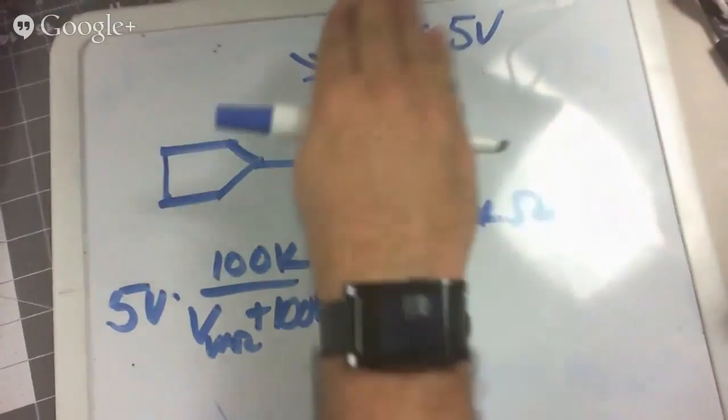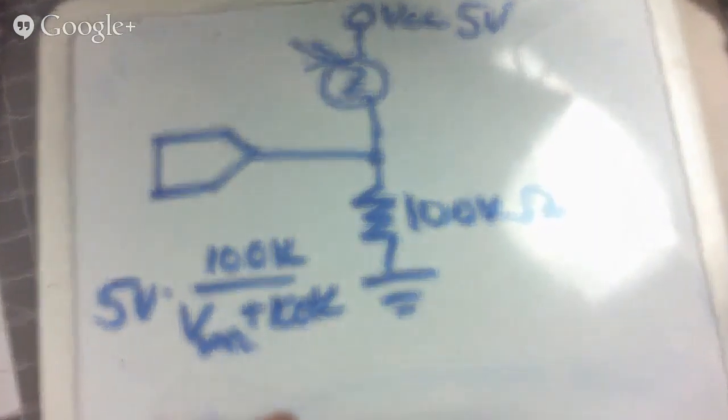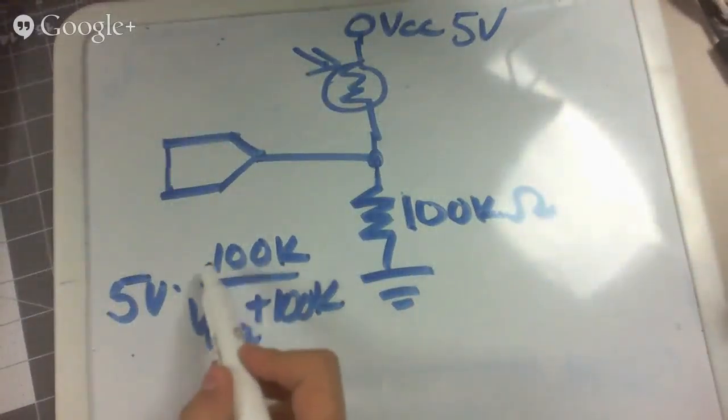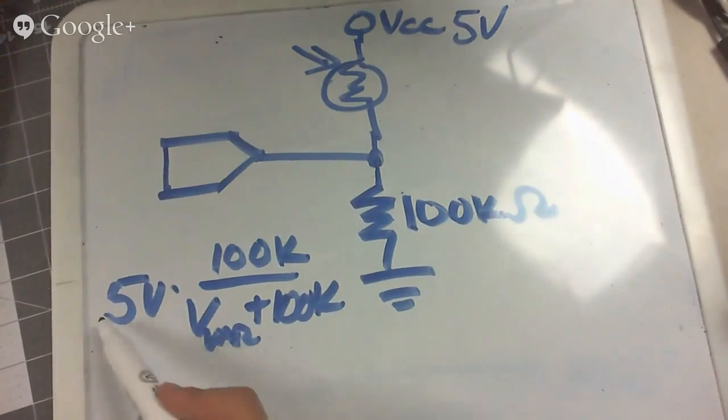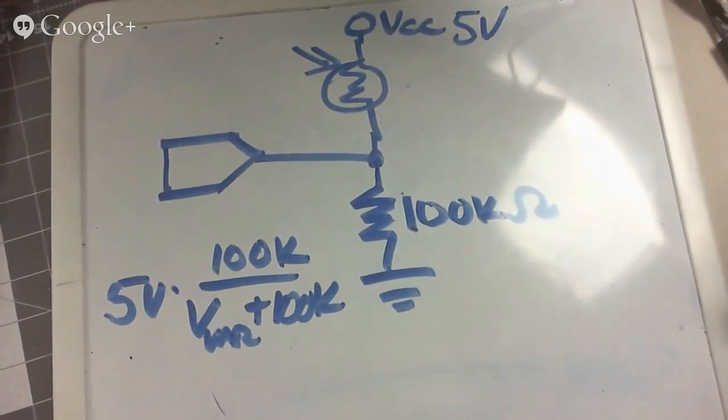Likewise, if I make this really dark, this resistance goes to like infinity. So 100K over infinity is practically 0. 5 times 0 is 0. Therefore, I see about 0 volts on the pin when it's really, really dark. Now, if I wanted to do vice versa, swap that around.